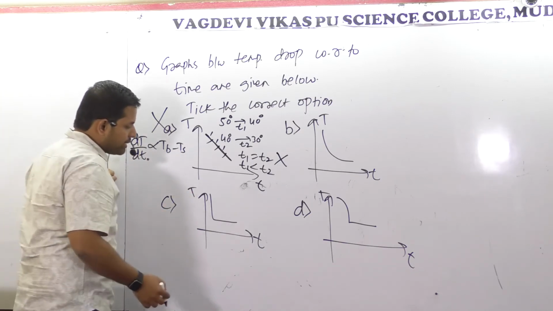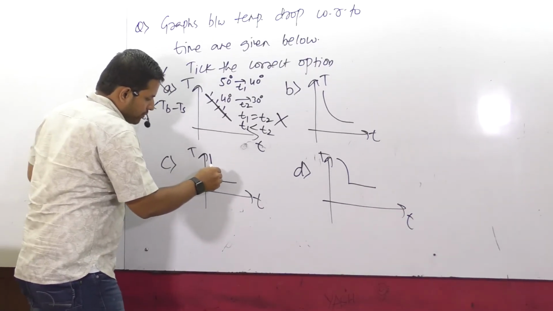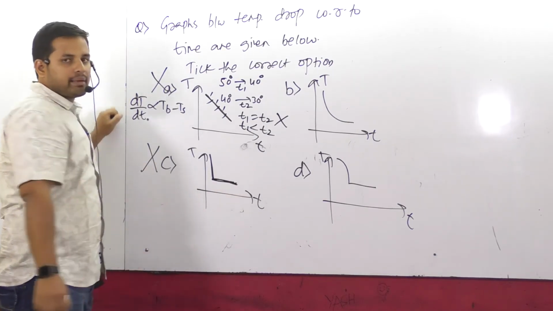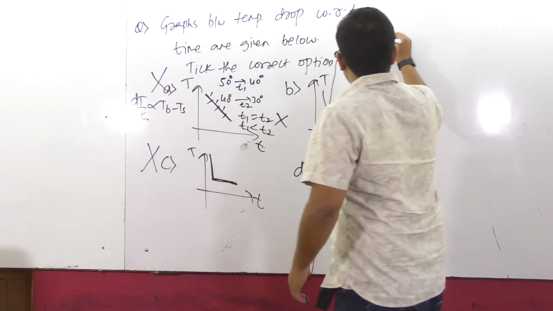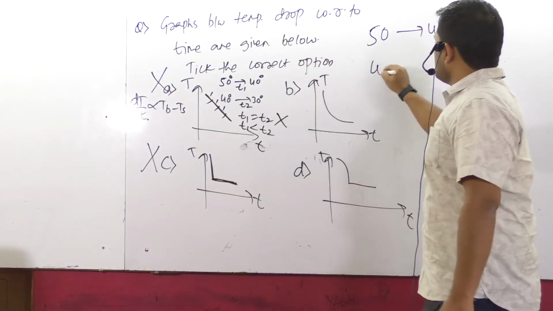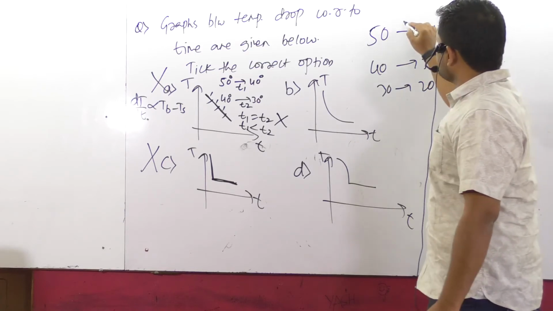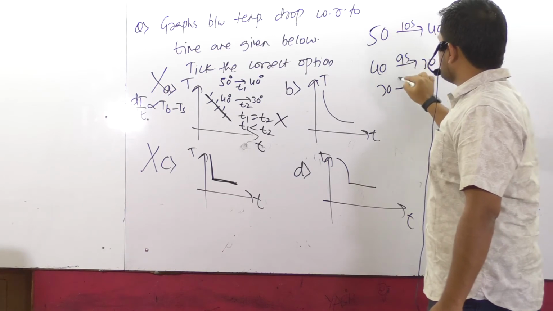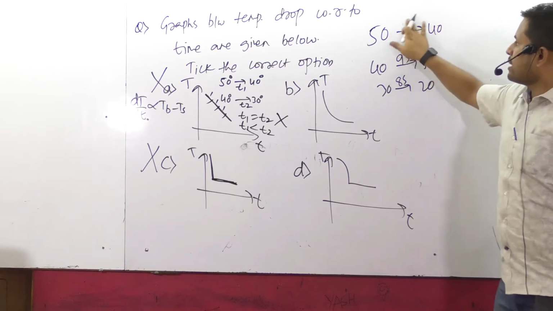And here, in option B, what they are trying to say is that immediately the temperature has gone down, but afterwards it has remained constant. They are saying this is also wrong. This doesn't happen. Yes or no? Actually what is happening? 50 to 40, 40 to 30 and 30 to 20. If it is 10 seconds here, here it is going to be 9 seconds, here it is going to be 8 seconds. Just an example.